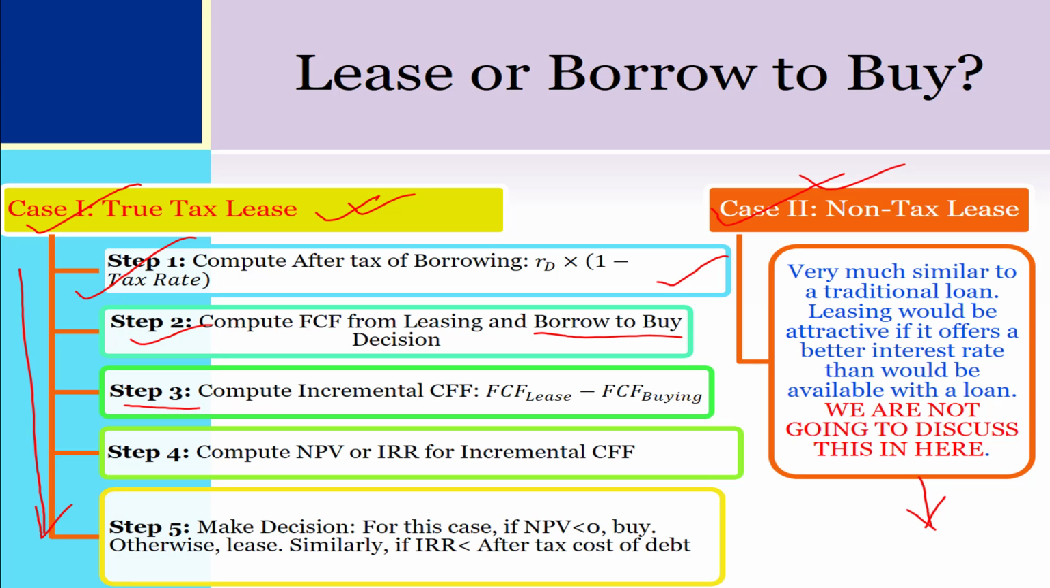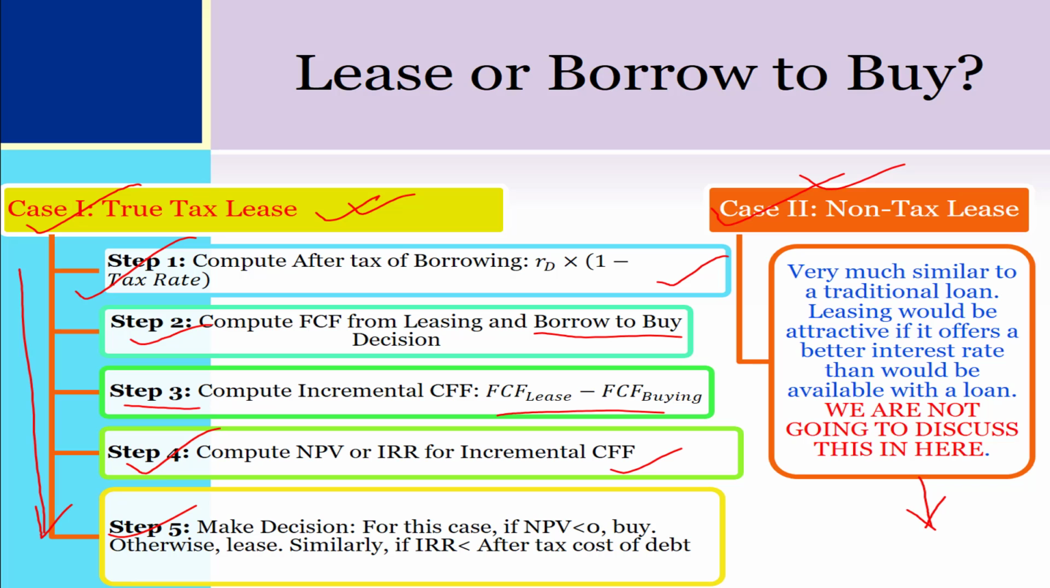Third step, you compute the incremental cash flow. Remember, all these investment decisions are based on incremental cash flow, and in this case we have two cases, lease and borrow to buy. So we need to compute the incremental cash flow, which is your cash flow from leasing minus the cash flow from buying. The next step would be step 4. You use decision criteria such as NPV or IRR to make the decision using the incremental cash flow. So you have to compute them. When you make the computations, finally you come to a decision phase and you make your decision using the NPV or IRR of this incremental cash flow.